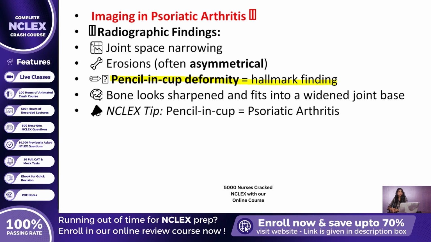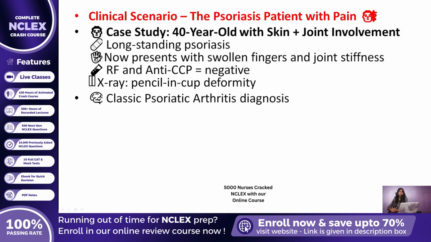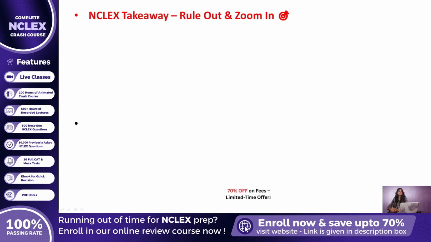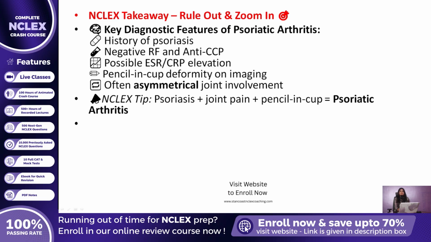Now, picture this scenario. A 40-year-old patient who has had psoriasis for several years now comes in complaining of swollen fingers and joint pain. Their lab results are negative for rheumatoid arthritis markers, but the X-ray shows a clear pencil and cup deformity. That right there is a textbook case of psoriatic arthritis. When you see joint pain in a patient with a history of psoriasis and those classic imaging signs, psoriatic arthritis should be high on your differential list.